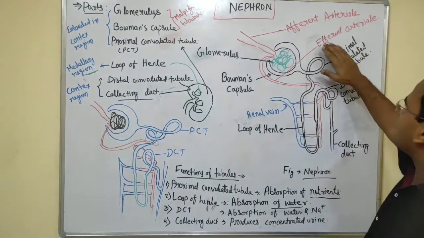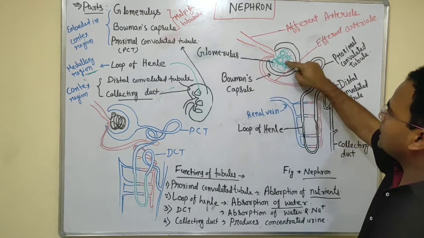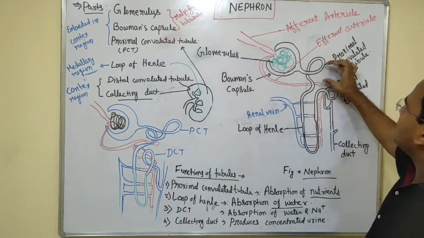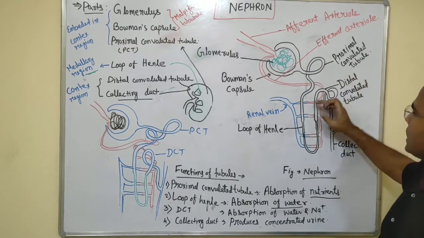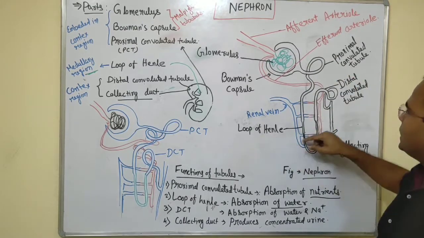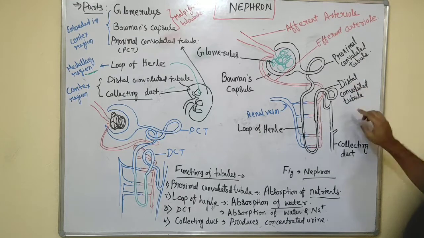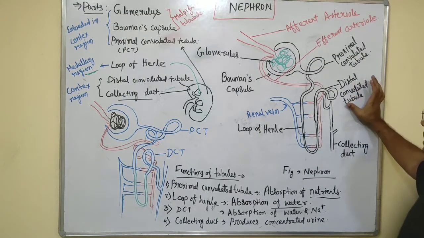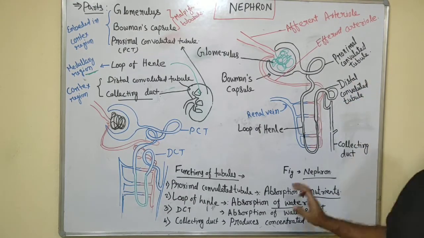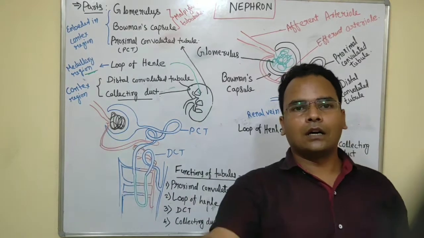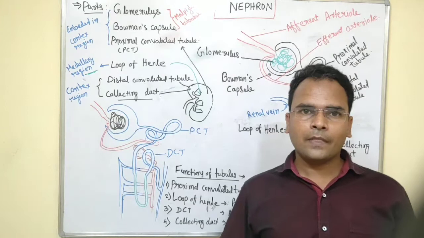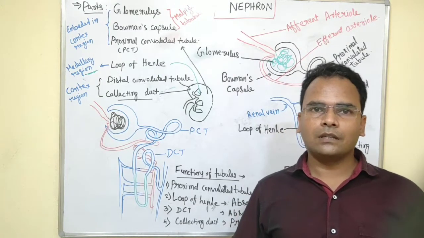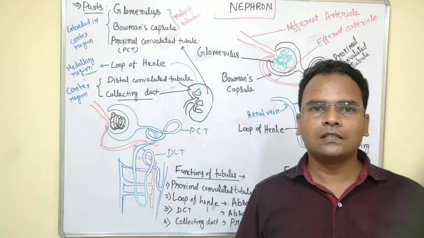The cup-shaped structure is the Bowman capsule. Inside this, the glomerulus is there. The first tubular structure is the proximal convoluted tubule. The mid one is the loop of Henle. The second last is the distal convoluted tubule, and the last one is the collecting duct, which will open into the ureter part. So thanks for watching. In the next class we will study some other topics. Thank you.